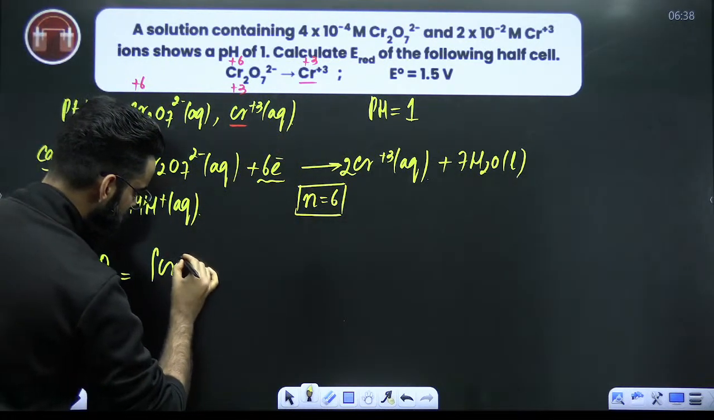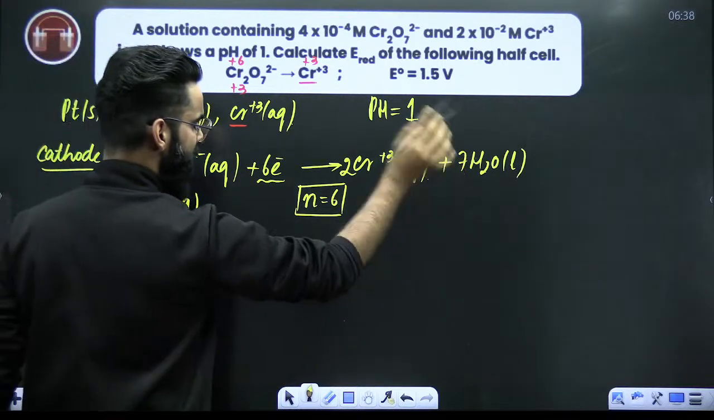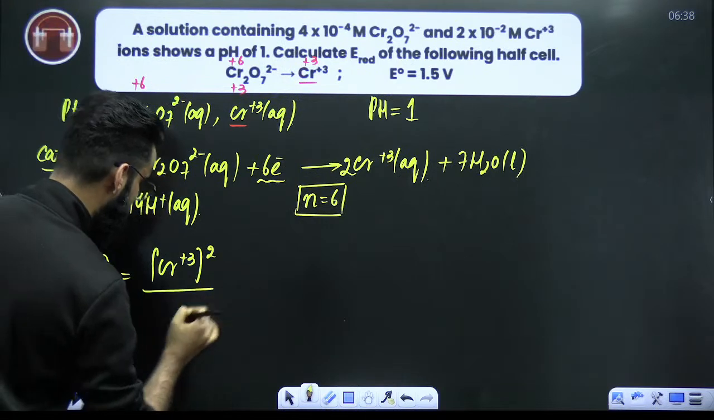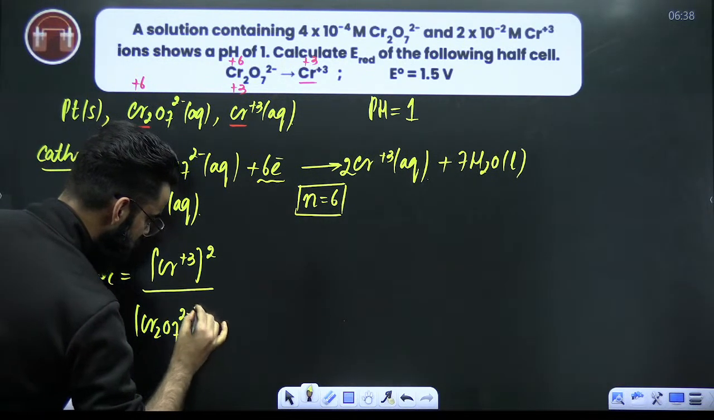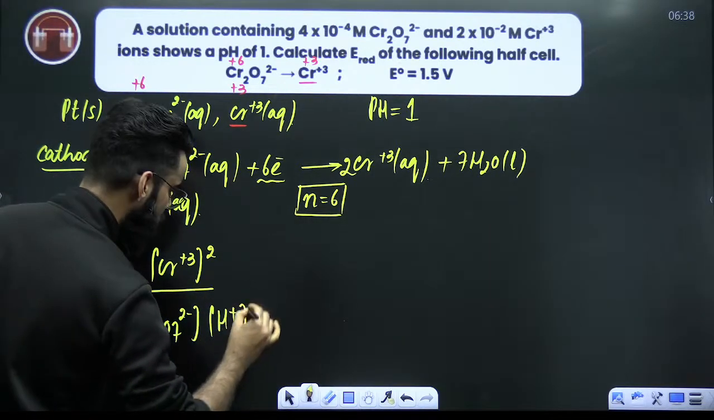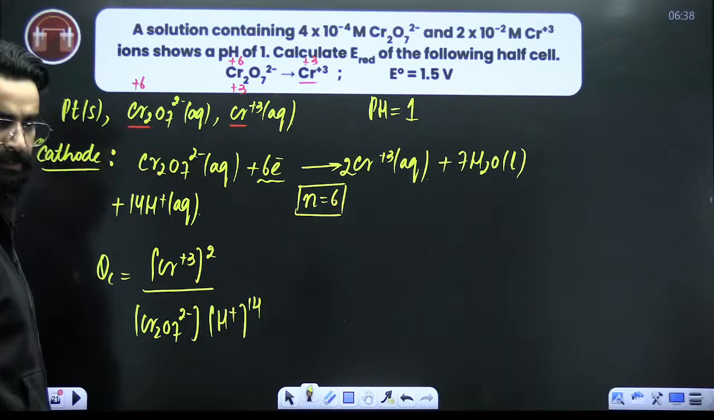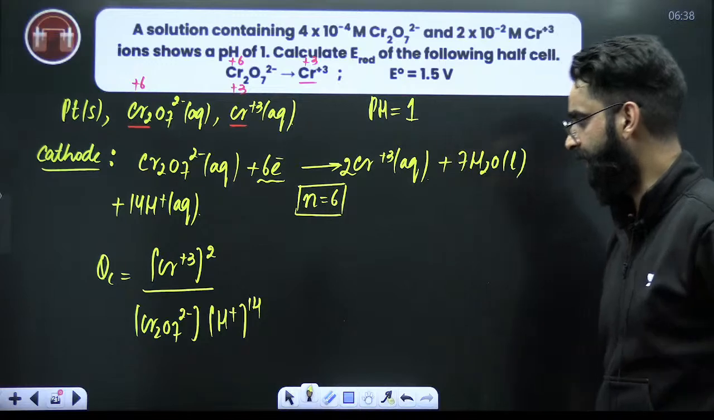It is the concentration of chromium tripositive raised to the stoichiometric coefficient, that's 2. This is in liquid form, its active mass is unity, nothing to do with that. Divided by the concentration of Cr2O7 dinegative raised to stoichiometric coefficient 1, and the concentration of H positive raised to stoichiometric coefficient 14. So this is how you write the QC expression. Correct? Now tell me one thing.